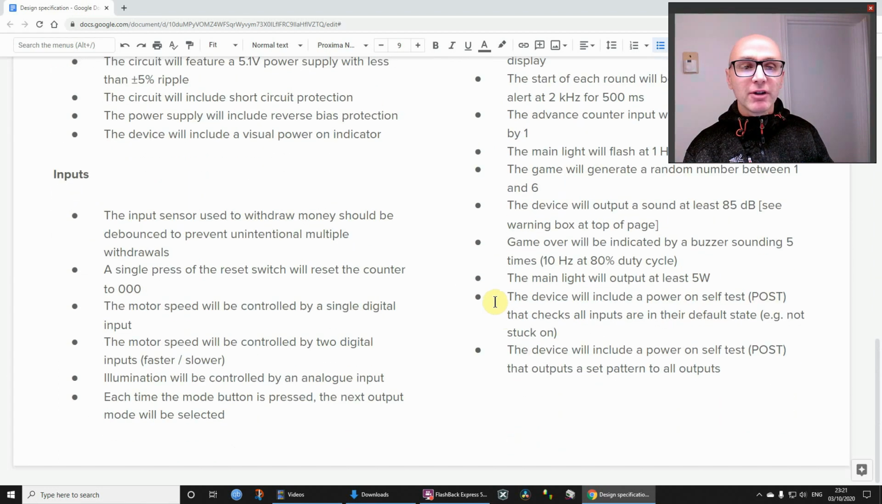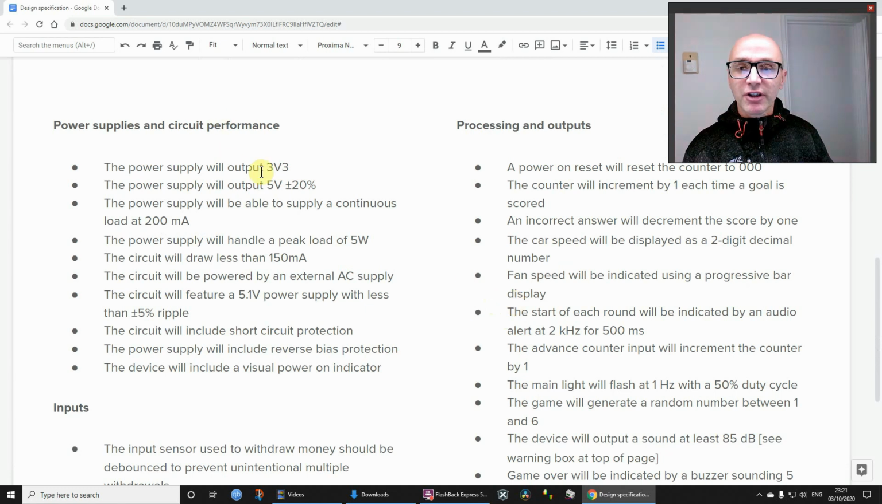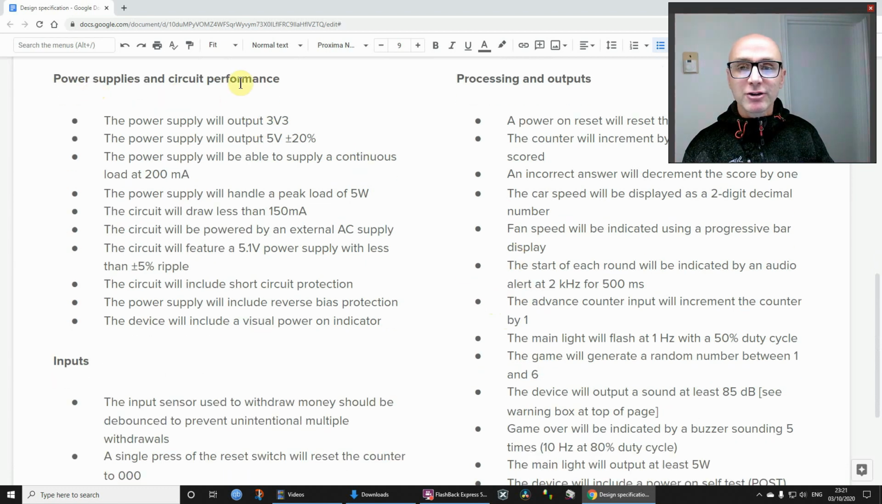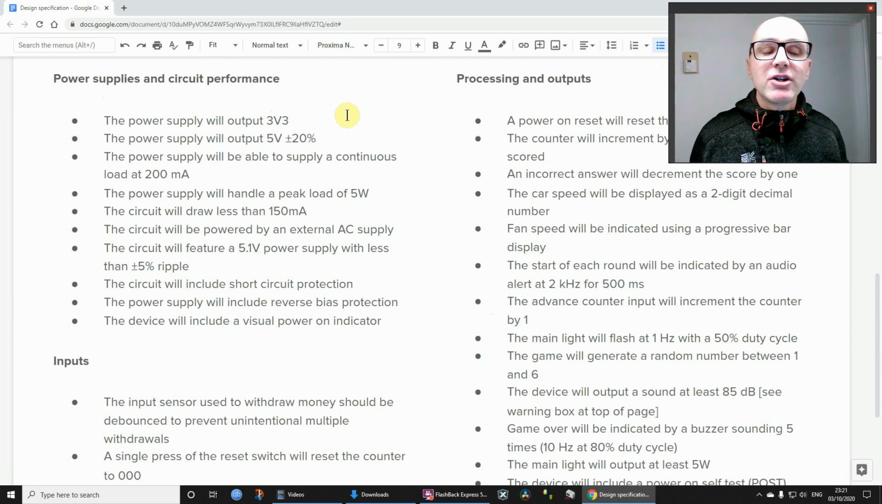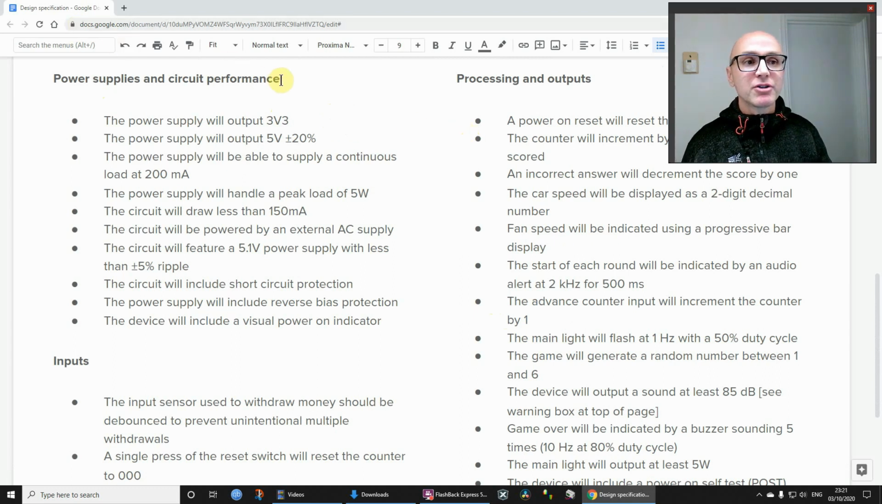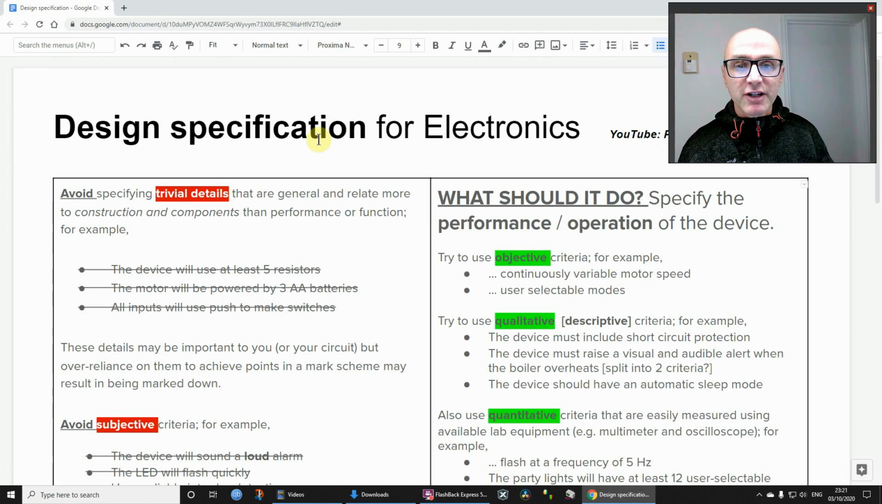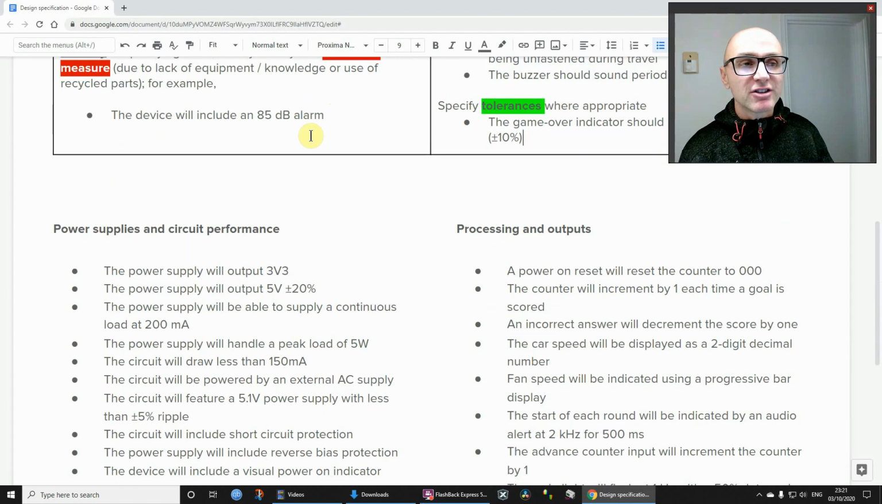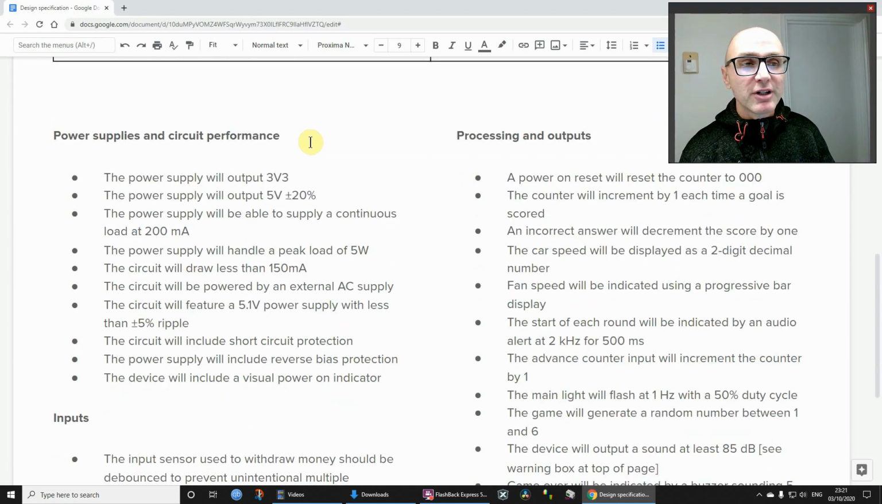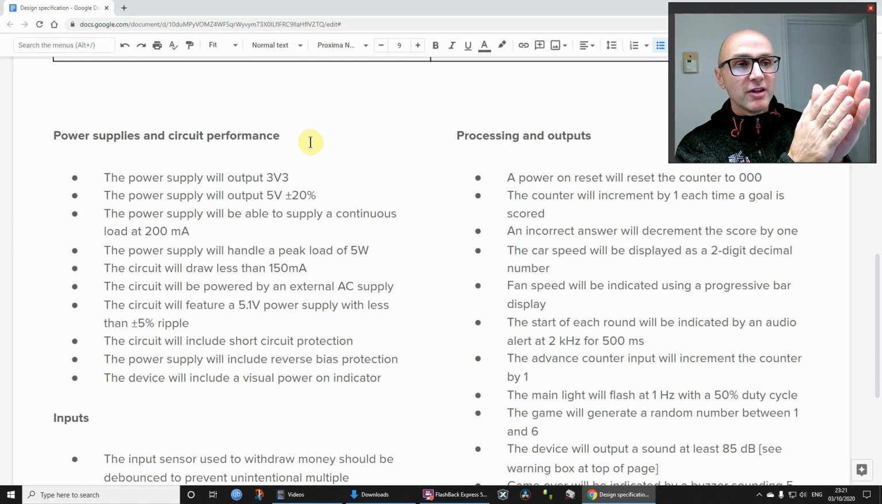So now I've got a load of examples here, so let's have a look. I've split it up into power supplies, circuit performance. By the way, when you present your design specification points, I suggest you do it in a table, or numbered points. It's quite useful. If you do it in a table, you can have the specification points in one column, and then in another column later on you can say whether the specification point was met in full, partly, or not at all. So tables work really well because you can copy them later.